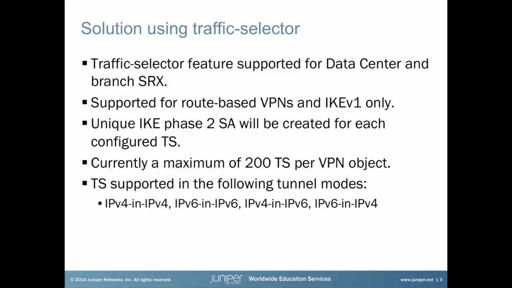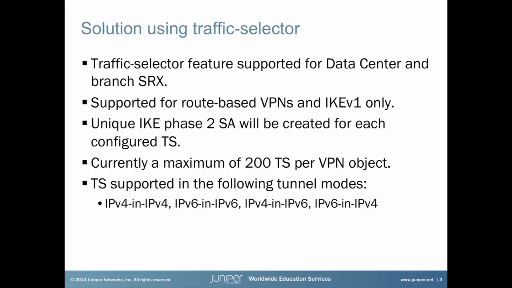The solution to these issues is a feature called traffic selector. It is supported both on the branch and data center SRXs. What happens is that a unique IKE phase 2 security association will be created for each traffic selector configured, thus binding only allowed traffic into the tunnel. Traffic selector supports all four possible tunnel modes: IP version 4 in IP version 4, IP version 6 in IP version 6, IP version 4 in IP version 6, and IP version 6 in IP version 4.